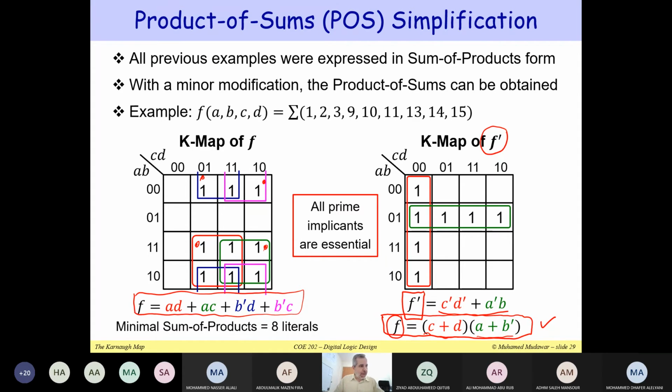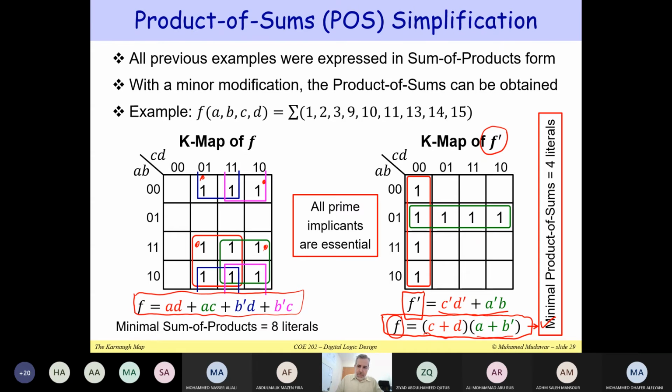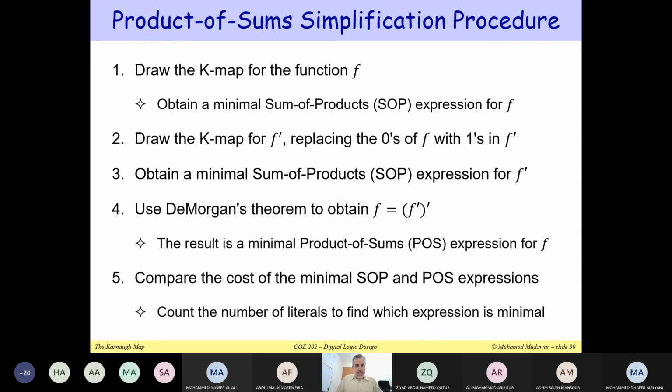So both of them are minimal, but one of them is the sum of products. This is the standard form. This is the sum of products standard form, and the other one was the product of sums, which is also a standard form. Okay. So a minimal product of sums will have only 4 literals, as we have seen in this example. Right.